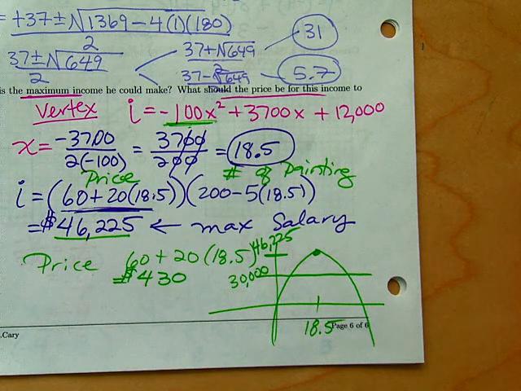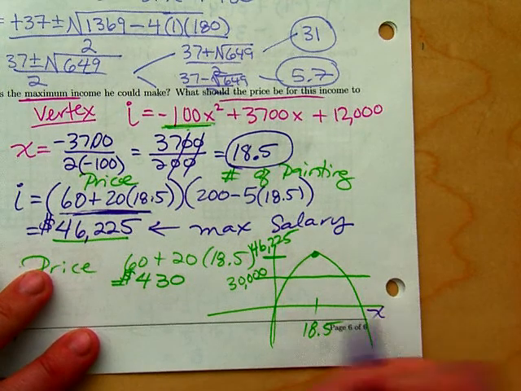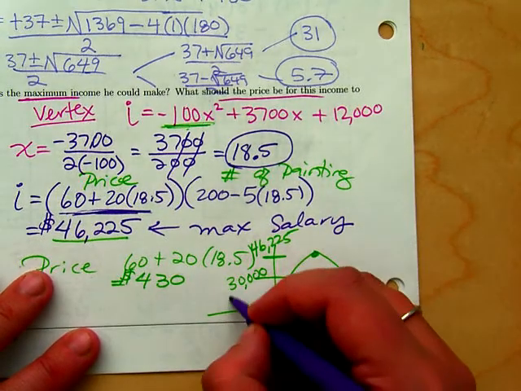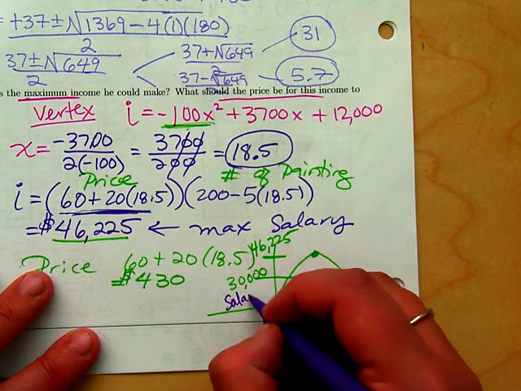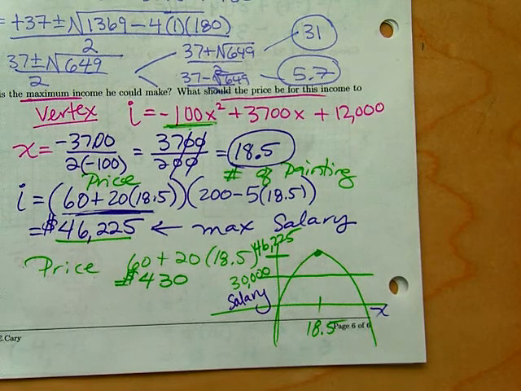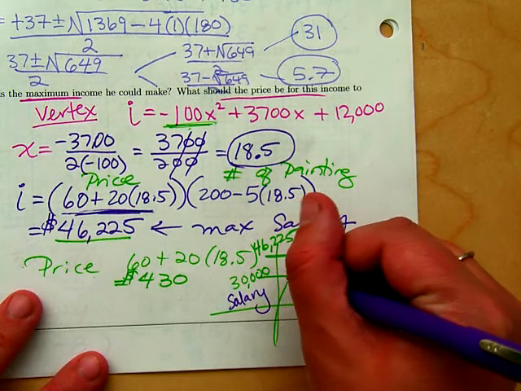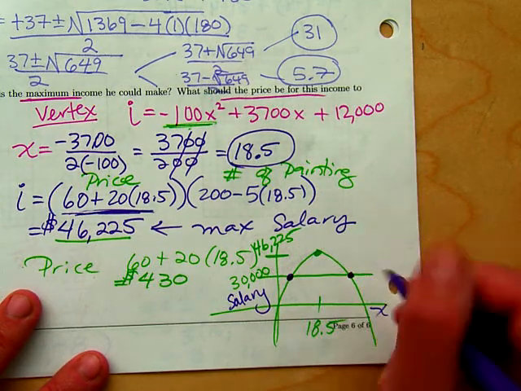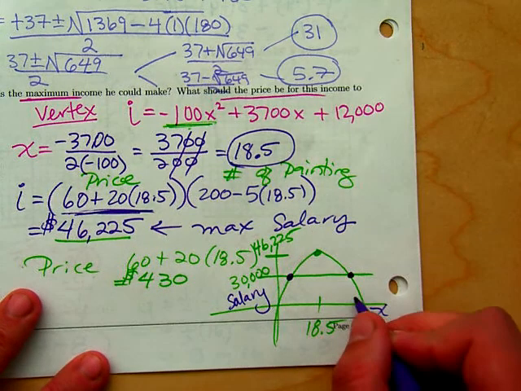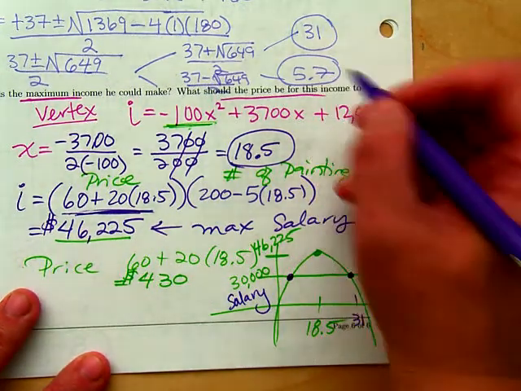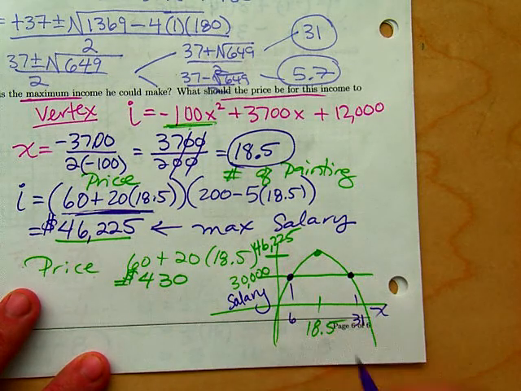What I'm trying to do is sketch out, this is X, the number of price increases. Here on Y is his income or salary. I should have stuck with I. So these 2 points right here, 31 and roughly 6, yeah?